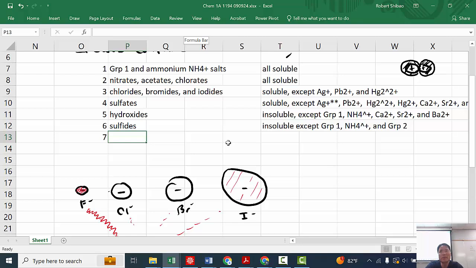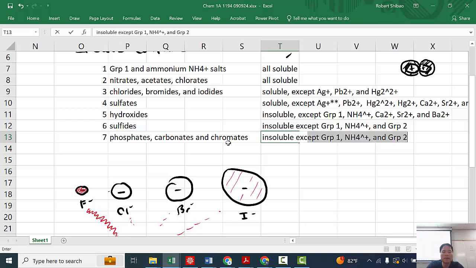All right, after sulfides come phosphates. We'll do carbonates and chromates, which are insoluble except for group 1 and ammonium.